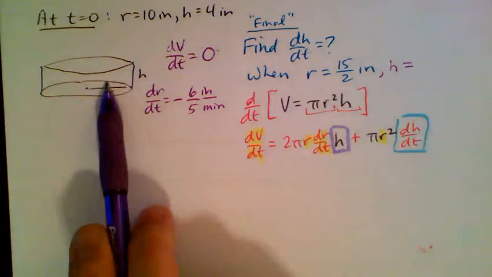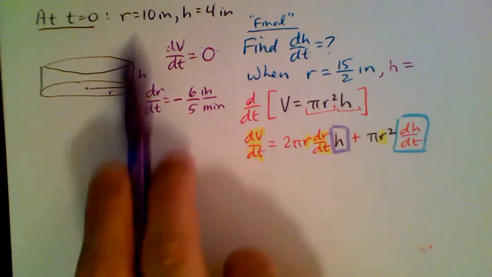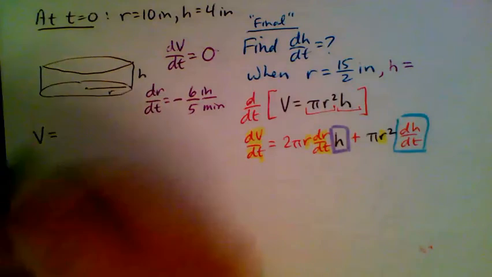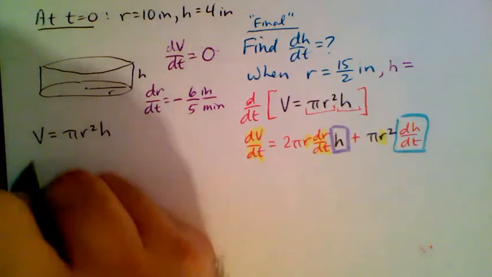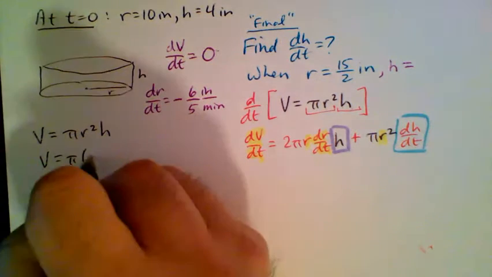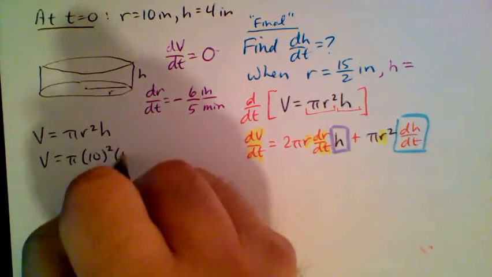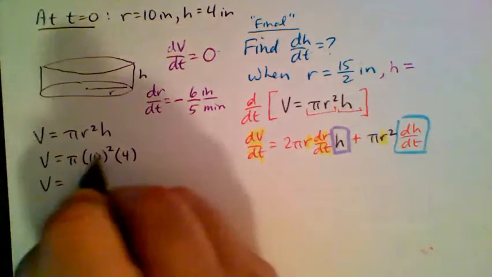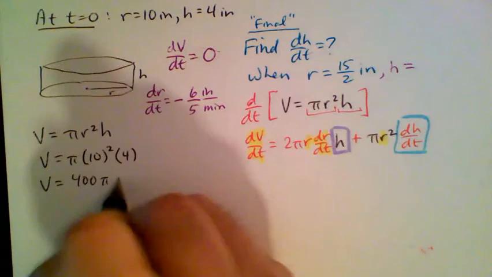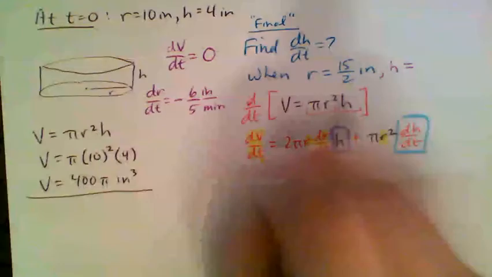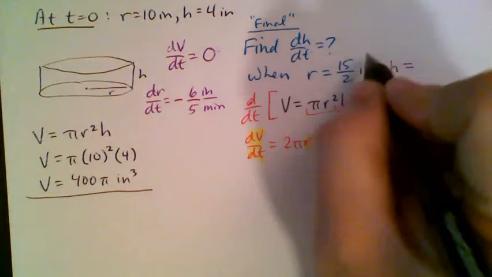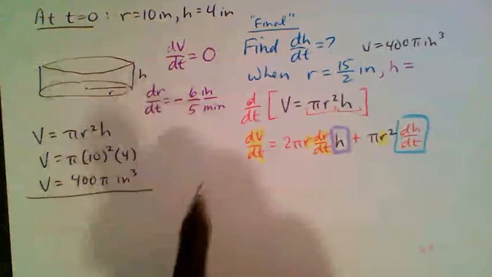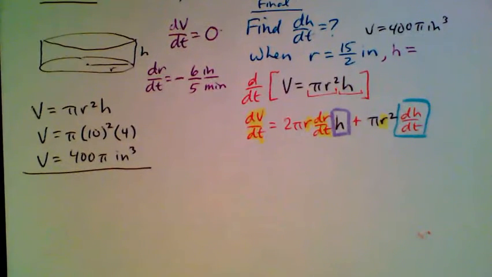And we know the volume at the beginning is the same as the volume at the end. So since we have this at the beginning, let's find the initial volume. The volume is pi r squared h. So volume equals pi times 10 squared times h, and that will end up being inches cubed. So volume equals 100 times 4 is 400 pi inches cubed, which will also be true at this time as well, because the cylinder doesn't lose any volume in the shaping process.